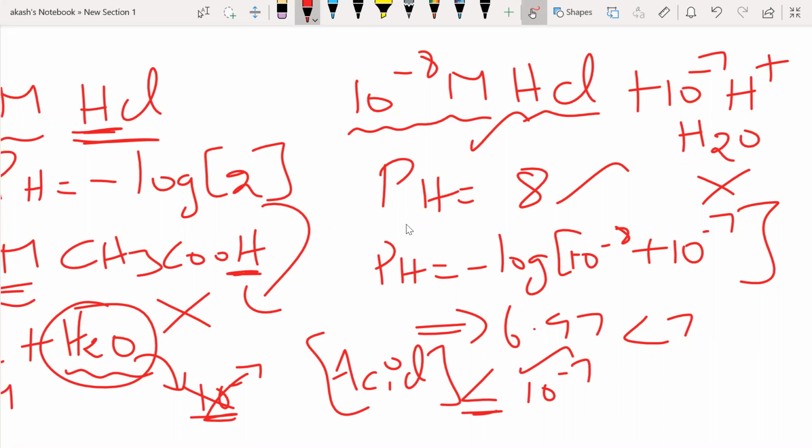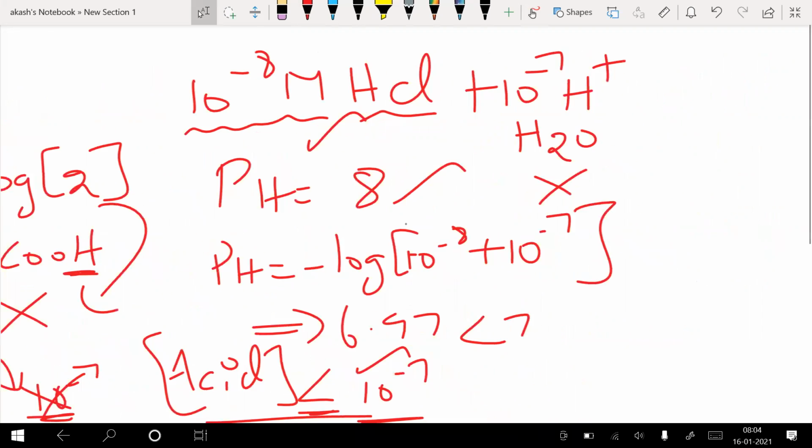Okay, fine. So this is about the strong acid part. Directly, whatever is the acid concentration, take it as H+ unless the acid concentration is lesser than 10 to the power minus 7, in which case you have to include water's H+ also. Okay, so now we'll move on to weak acids.